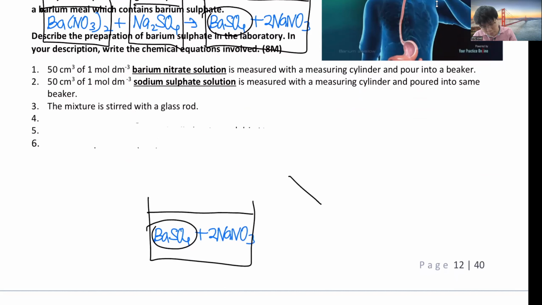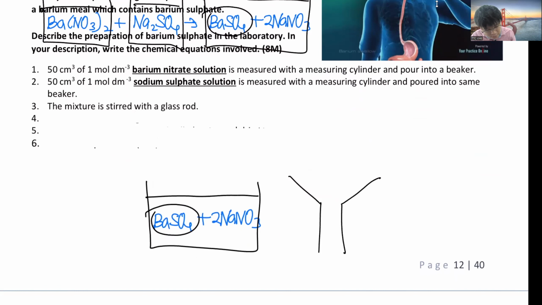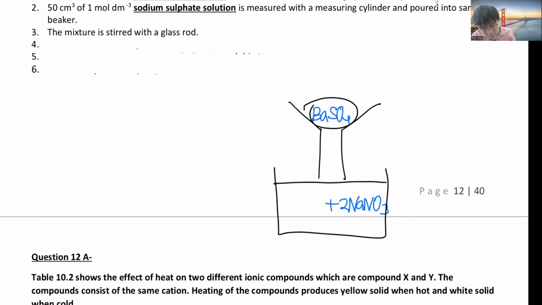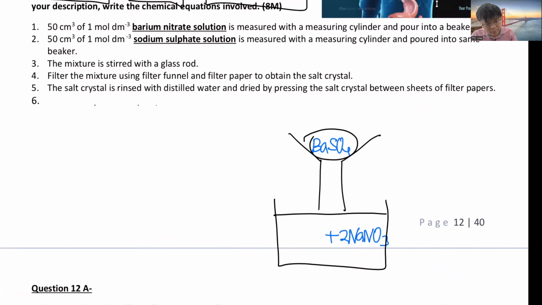Let's say I draw a filter here. If you pour this in, the barium sulfate is insoluble, so it will become the residue. Then the soluble salt will come out as the filtrate. So you just filter first. After that, rinse and then dry.